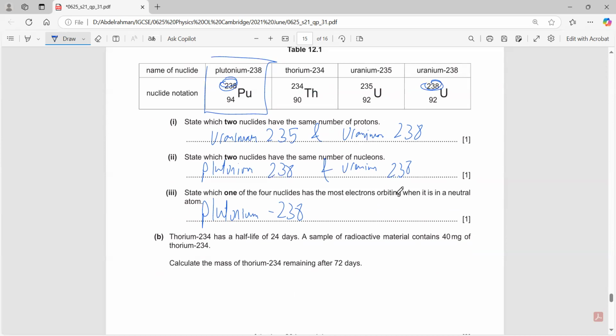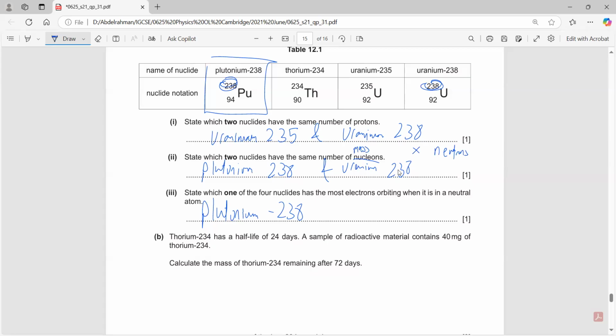Can I write plutonium and thorium? Again, no, you cannot, because they do not have the same number of nucleons. They might have the same number of neutrons. Now I understand why you think it's thorium and plutonium. Nucleons is not neutrons. Nucleons is the mass number.